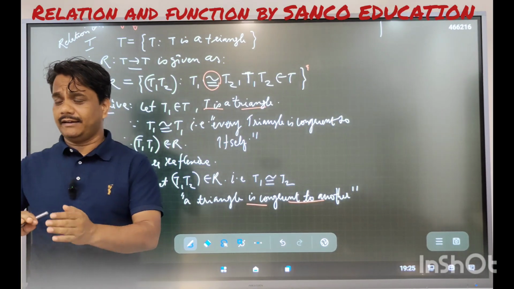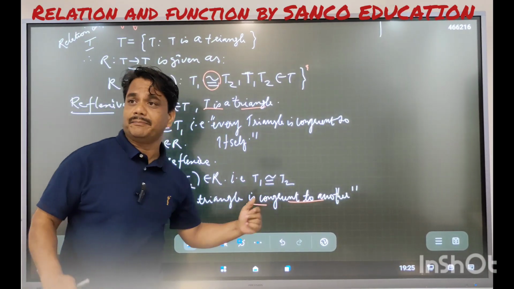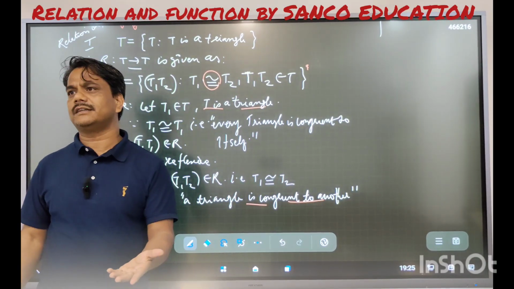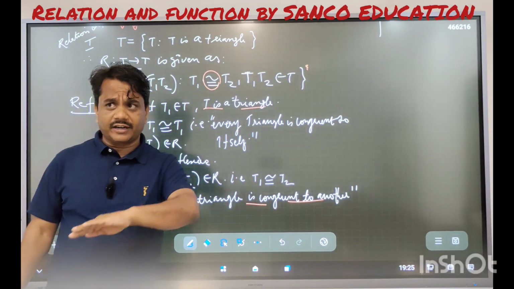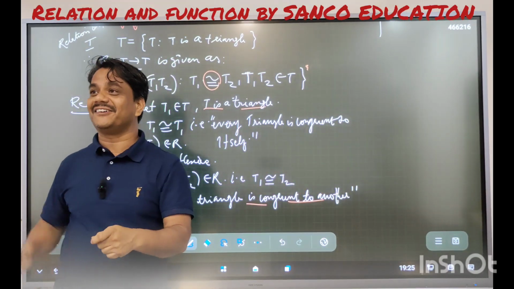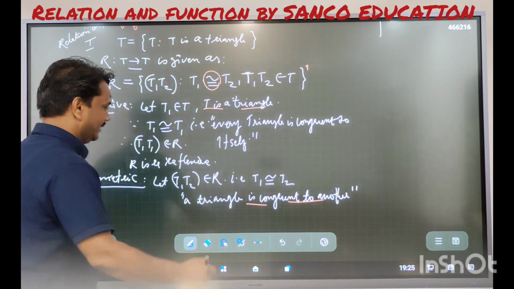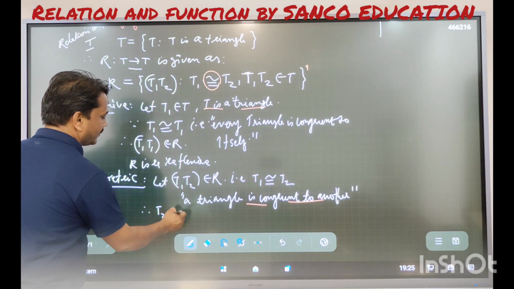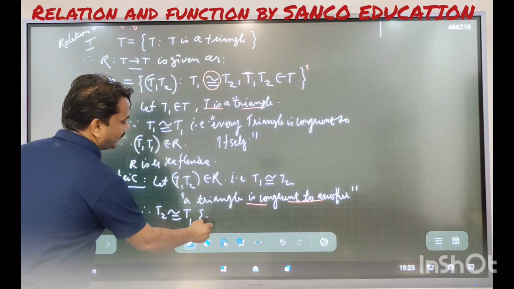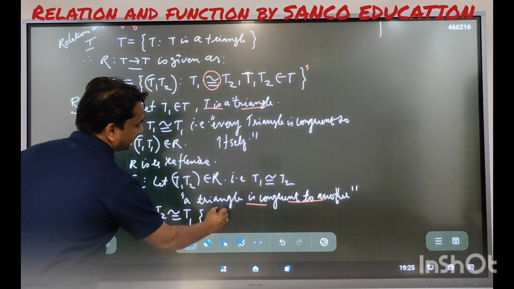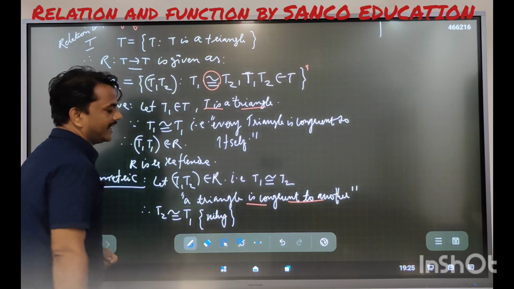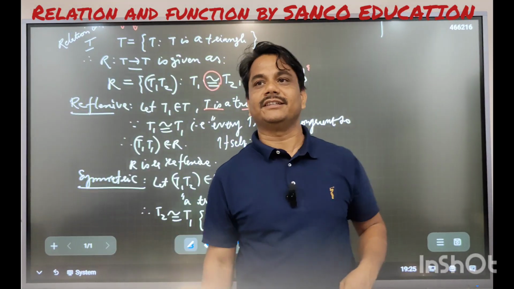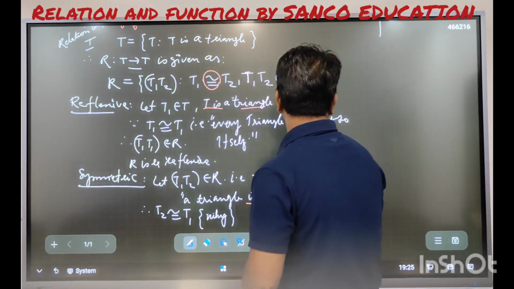Will the second triangle be congruent to the first one? Of course, sir. If one triangle is congruent to the second, the second is also congruent to the first one. Is it or not? Can we write that? Therefore, T2 is congruent to T1. Why? Here you will give the justification: two triangles are congruent to each other.